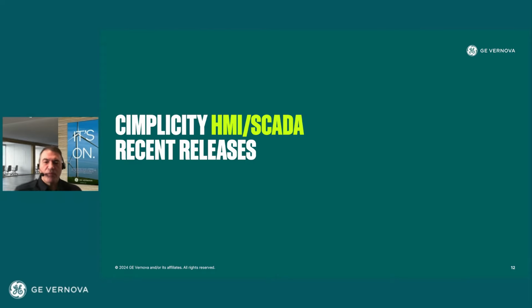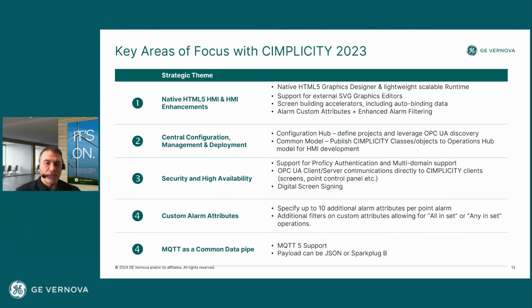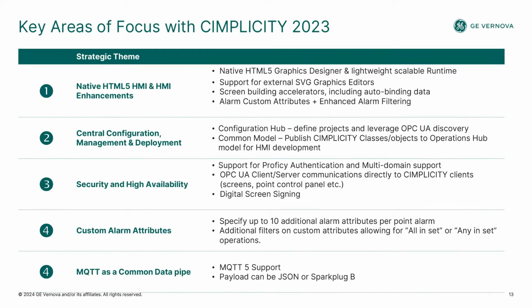So with that, one of the things I also wanted to cover is some recent releases with Simplicity. Our most recent release is Simplicity 2023 that released last summer. And that is when we originally introduced the native HTML5 through our Operations Hub HMI. The idea there is being able to have a native HTML5 designer as well as a lightweight runtime that can run across different types of devices.